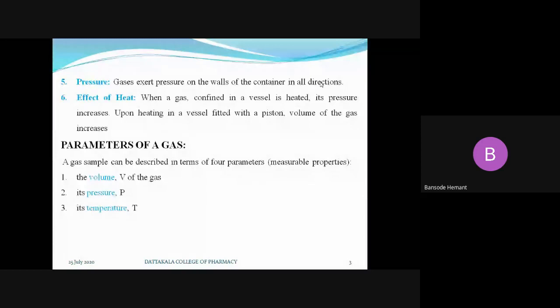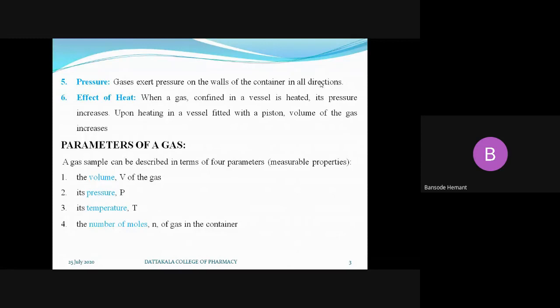Third is the temperature. Temperature is expressed in degree Celsius or centigrade. The SI unit of temperature is the Kelvin, and Kelvin is degree Celsius plus 273. Okay, that is the SI unit of temperature, and how temperature influences the behavior of the gas, like its volume and pressure, we have discussed in an earlier point.